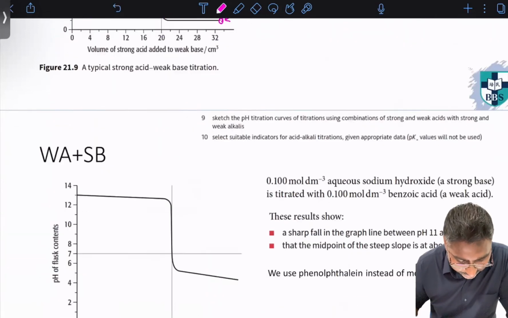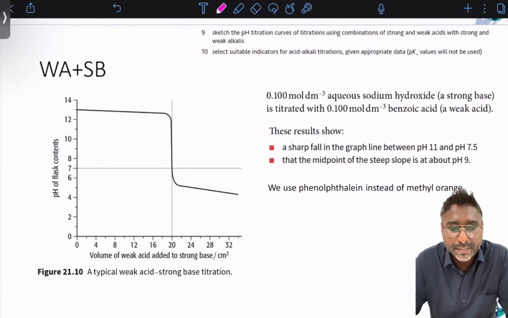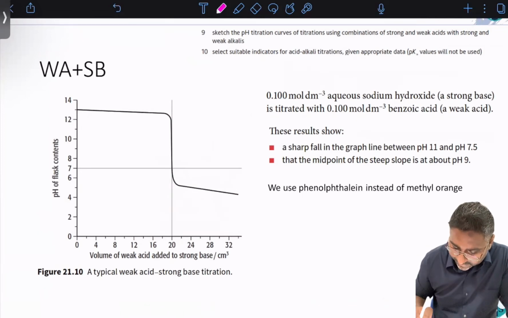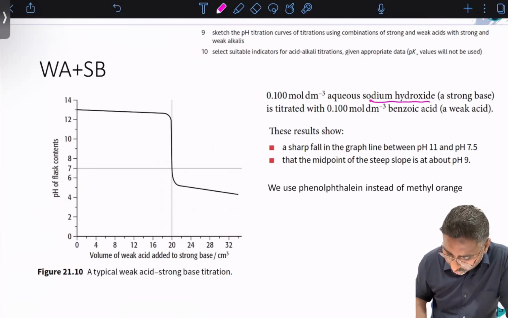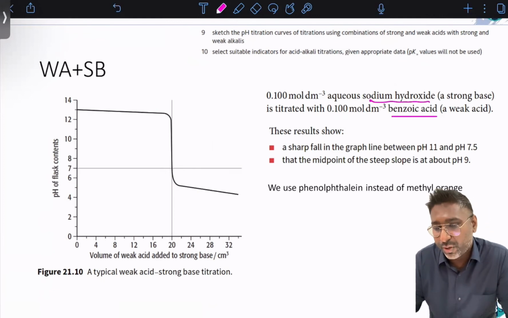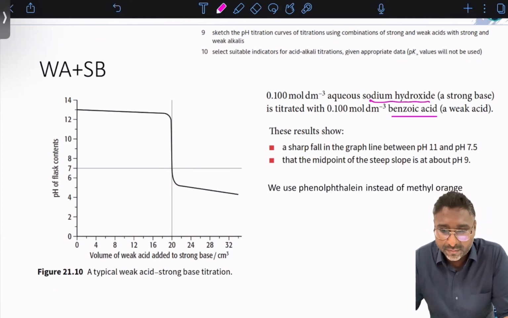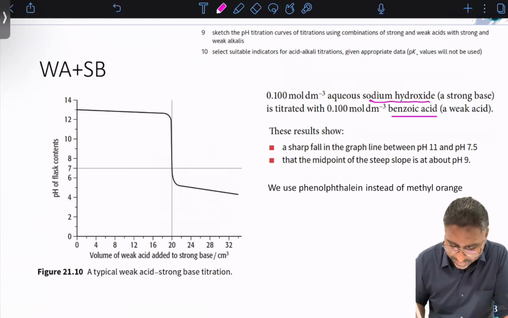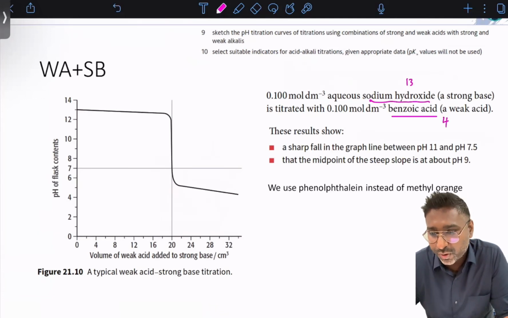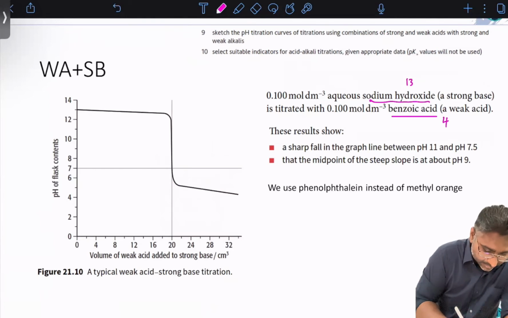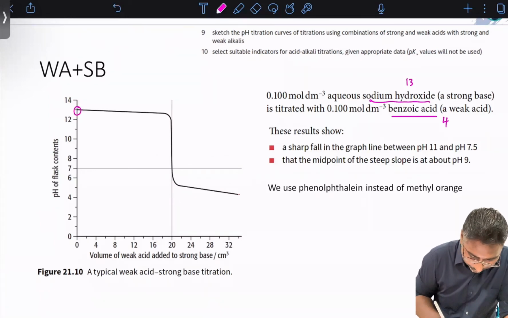So let's move on. Weak acid, strong base. Now, weak acid, strong base, example you see here, sodium hydroxide. Normally, for weak acid we deal with ethanoic acid. Now they are using benzoic acid. So do remember, benzoic acid is a weak acid. Sodium hydroxide is a strong base, so pH must start from 13. Benzoic acid is a weak acid, so pH will go down to 4, not 1 anymore. So you see 13 down to 4.